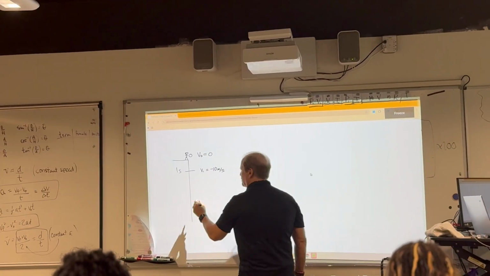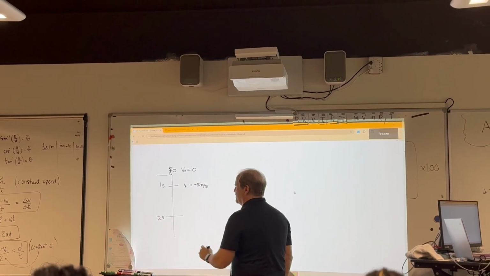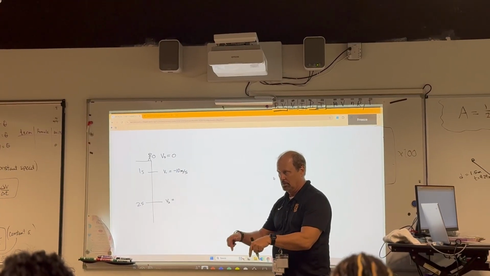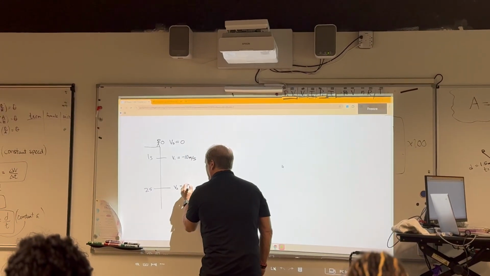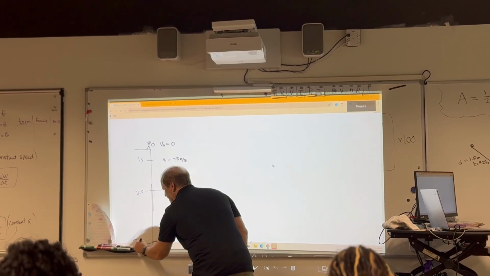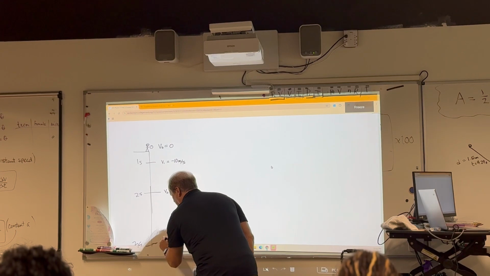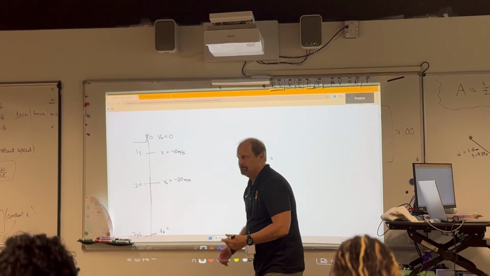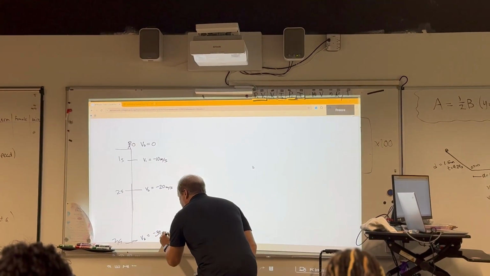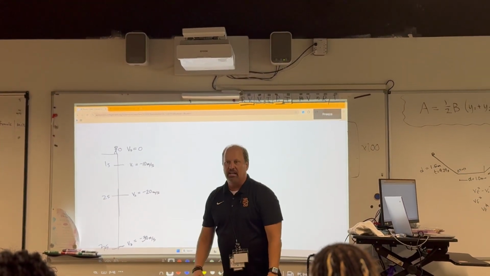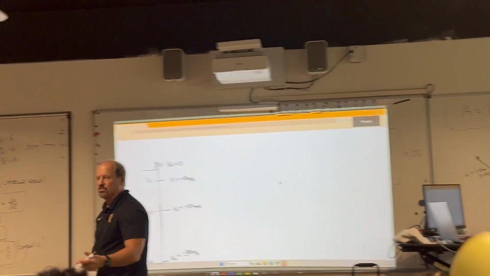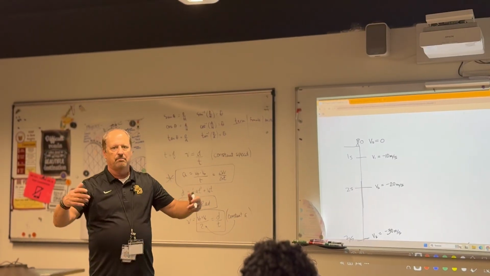Okay, at 2 seconds, what is V2? Negative 20 meters per second. And then at 3 seconds, V3 is equal to negative 30. So this is no magical thing. We just know that it's increasing by negative 10 every second. So it goes from 0 to negative 10 in 1 second, then negative 20, then negative 30, nothing magic.